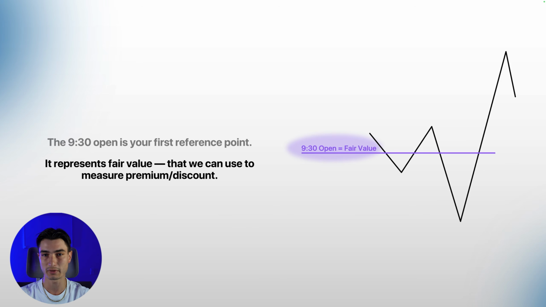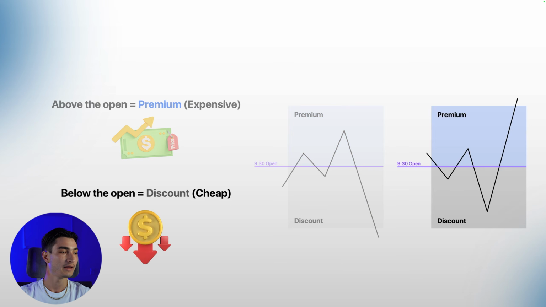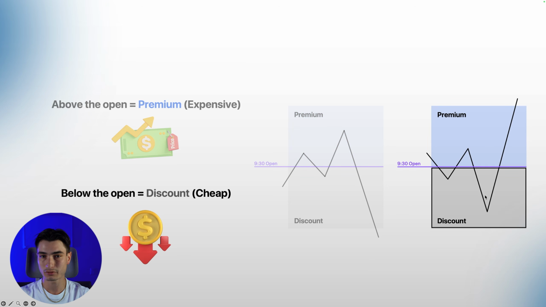But for this one, again, we're primarily going to be focusing on the 9:30 open for the New York Stock Exchange open. Above the open is a premium or an expensive market. So when you have the 9:30 open here, anything above that level is going to be considered a premium or an expensive market, or ideally where your highest probability shorts will form. Anything below the open, here's the 9:30 open, anything below that is a discount or a cheap price for either going long or covering your short position.